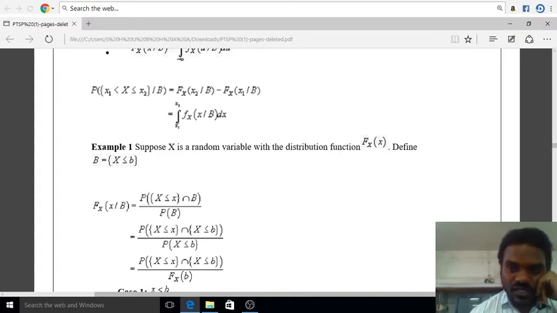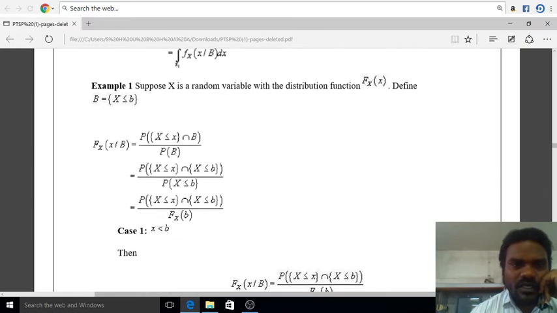Then the first question, I am going with the first question. Suppose x is a random variable. Here it is not mentioned that it is any one particular random variable, that is Poisson, binomial, or normal. Suppose x is a random variable with the distribution function. It is not the density function, it is the distribution function.